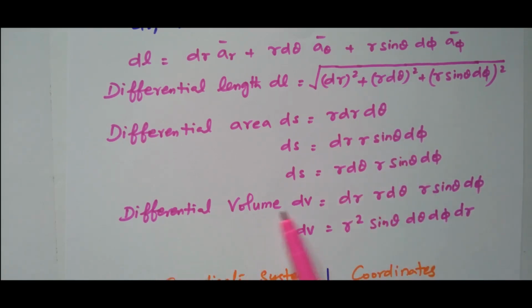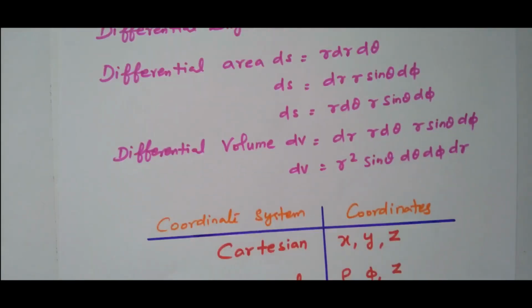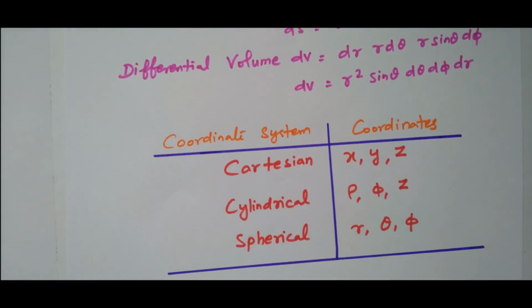While going with the differential volume, it is dr times r d theta times r sin theta d pi, right? So r is available two times: r square sin theta dr d theta d pi. So here all three parameters are multiplied. In the spherical coordinate system, it is represented by r, theta and pi: one length and two angles. While comparing all these three, you can easily understand.